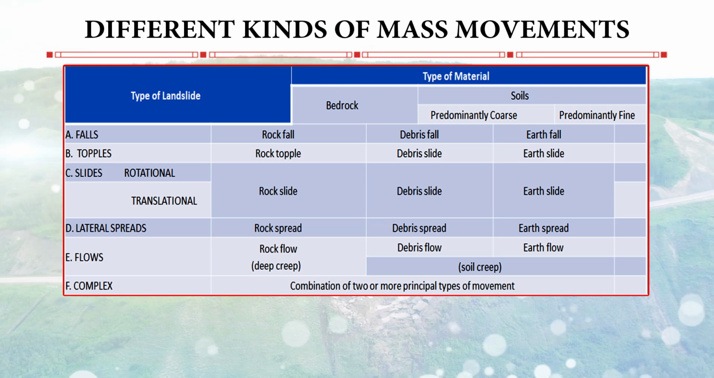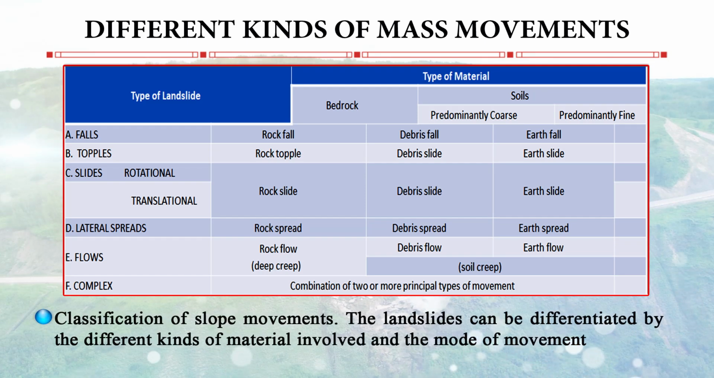Now, there are different kinds of mass movements. If you see this table, they have classified the slope movements based on the size of the particles and based on the type of movement which is there. For example, if it is a fall, it can be rock fall, debris fall or earth fall. When you call it rock fall, it is very coarse. Debris is coarse particles, and predominantly fine are the earth fall. Rock topple, debris slide, earth slide. Similarly, you can have translational movement: rock slide, debris slide, earth slide.